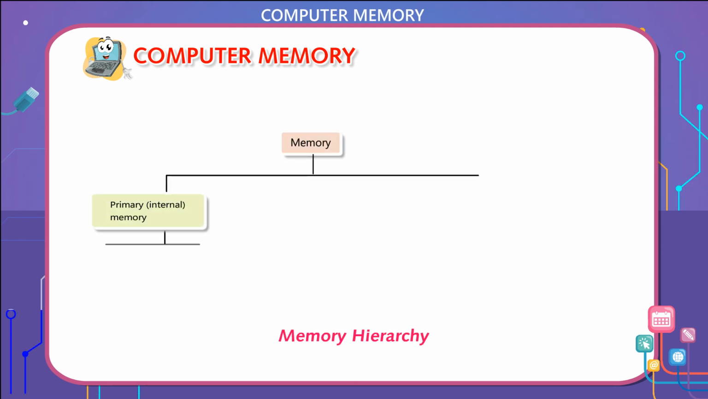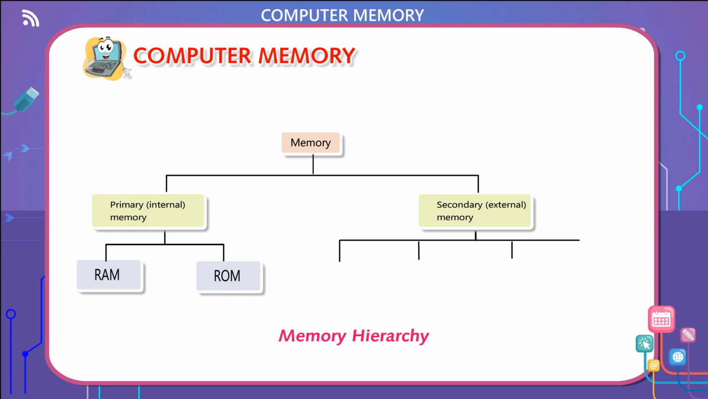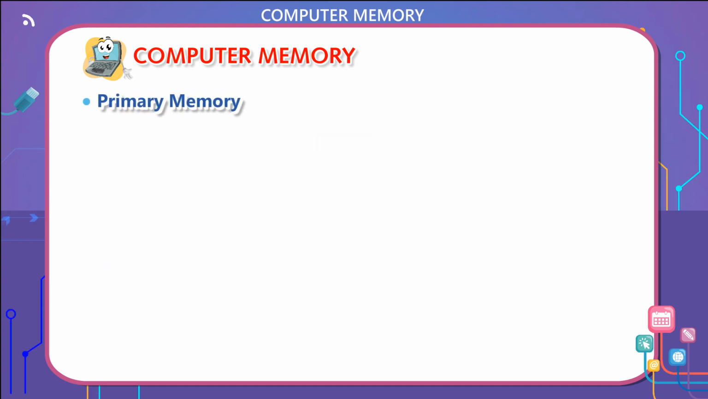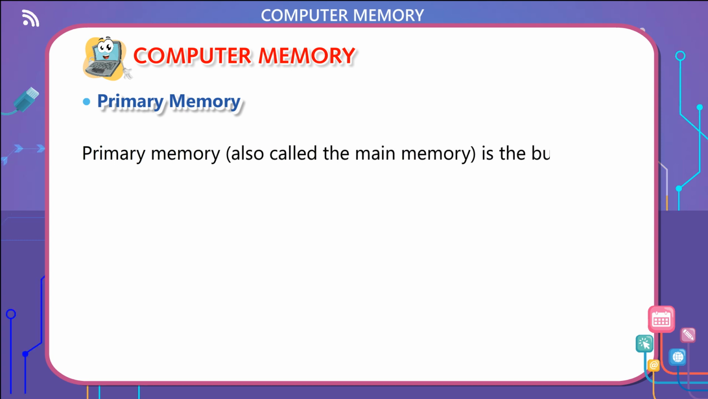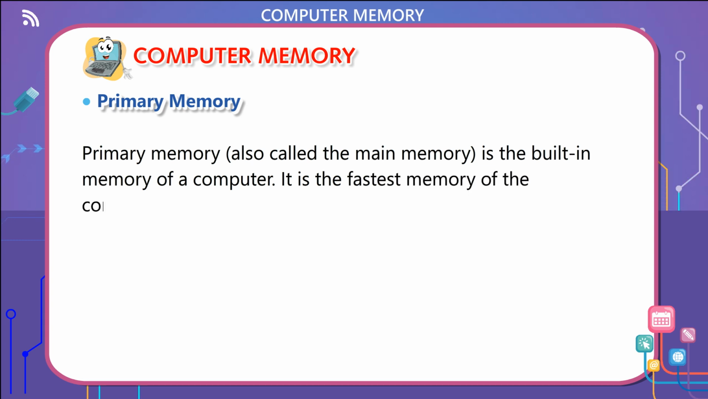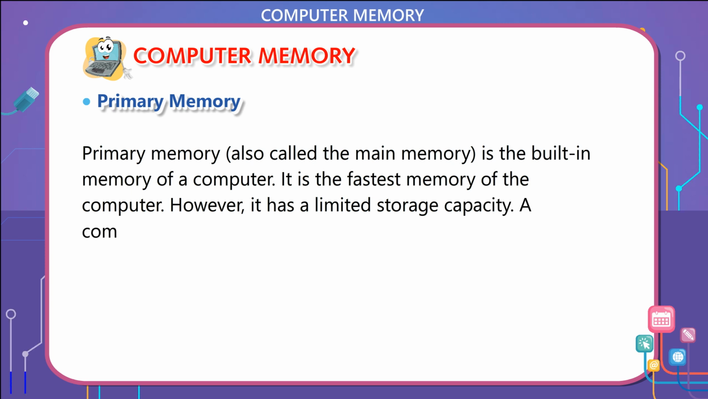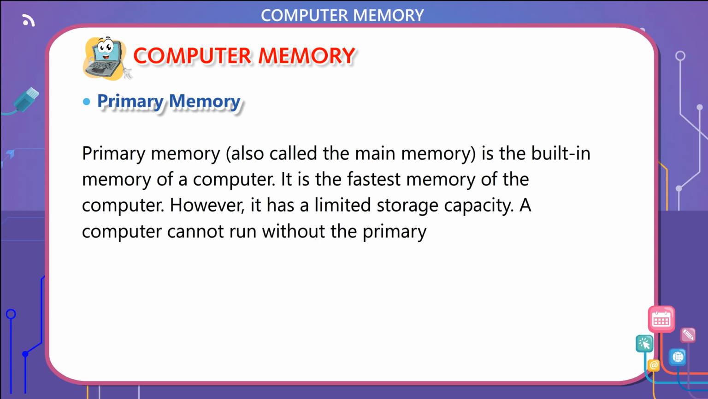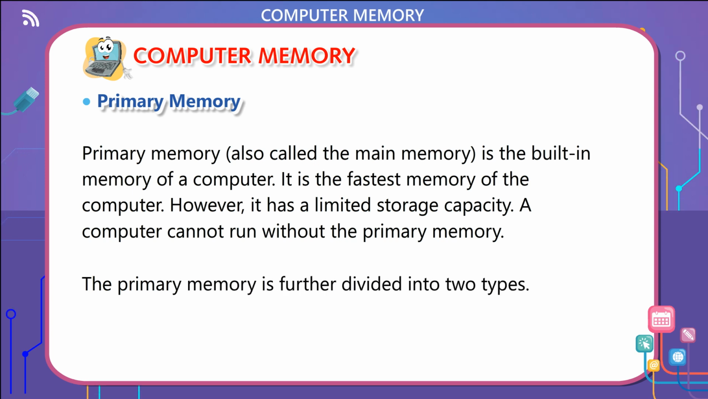Memory: primary, internal memory, RAM, ROM. Secondary, external memory, hard disk, CD, DVD, Blu-ray, pen drive, memory card. Primary memory. Primary memory, also called the main memory, is the built-in memory of a computer. It is the fastest memory of the computer. However, it has a limited storage capacity. A computer cannot run without the primary memory. The primary memory is further divided into 2 types.